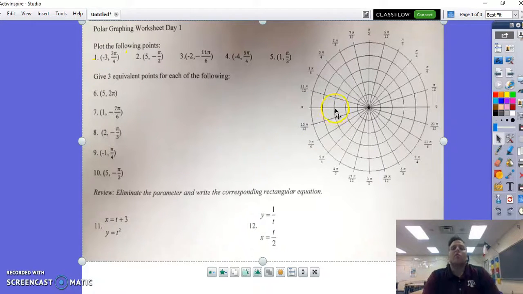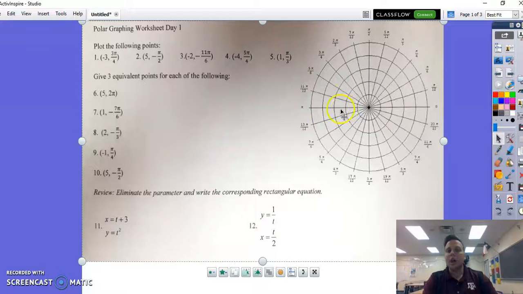So now you just have to ask yourself, what is 3 pi over 4 from this point right here? Well, you can look over here, pretend you're on the positive side again. Pretend that we started over here for a second. Pi over 4 would be right there, right? Just pi over 4, and then another pi over 4, and then a third pi over 4. So 3 pi over 4 lands right here.